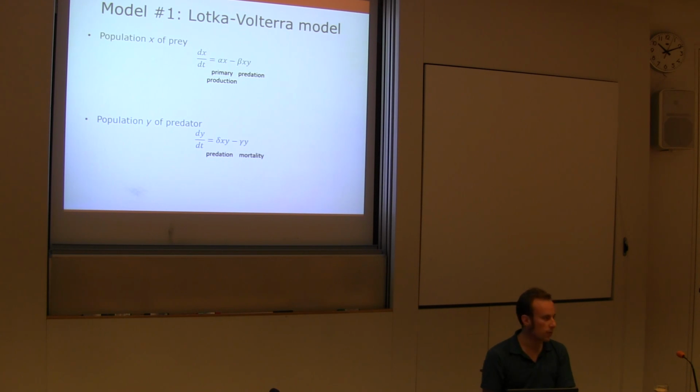And then the rules, which we write down in terms of a differential equation, are going to be these two here. So the population of the prey increases due to a primary production function and is decreased by a predation process. And then we have the population of the predator, which is increased by its predation on the prey and is decreased by mortality.